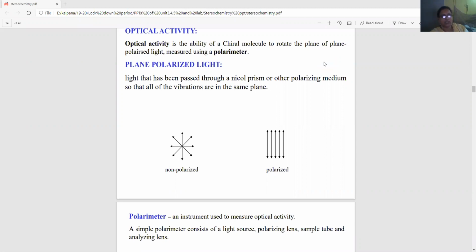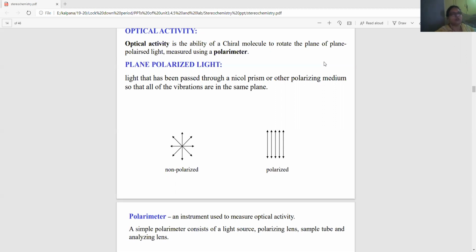Optical activity is considered only for chiral molecules. Only chiral molecules exhibit optical activity. You will ask me now, what is a chiral molecule? A chiral molecule is a molecule which has a carbon with four different functional groups attached to it. Only then can it exhibit chirality.